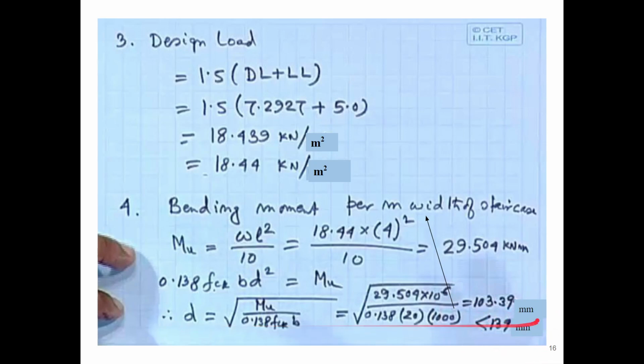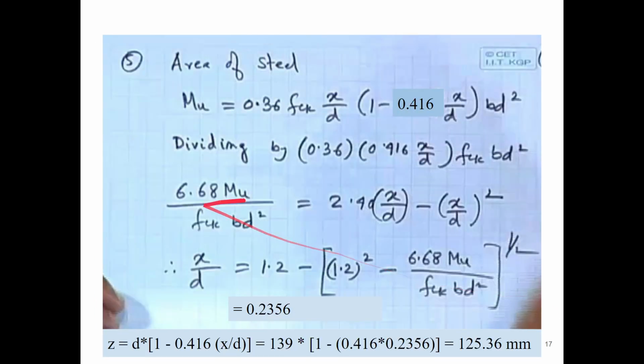As the required effective depth of 103.39 millimeter is less than the considered effective depth of 139 millimeter, the structure is safe. The staircase is safe. So our d condition is satisfied for the required loading. Now we have to calculate the area of steel, the area of reinforcement required.